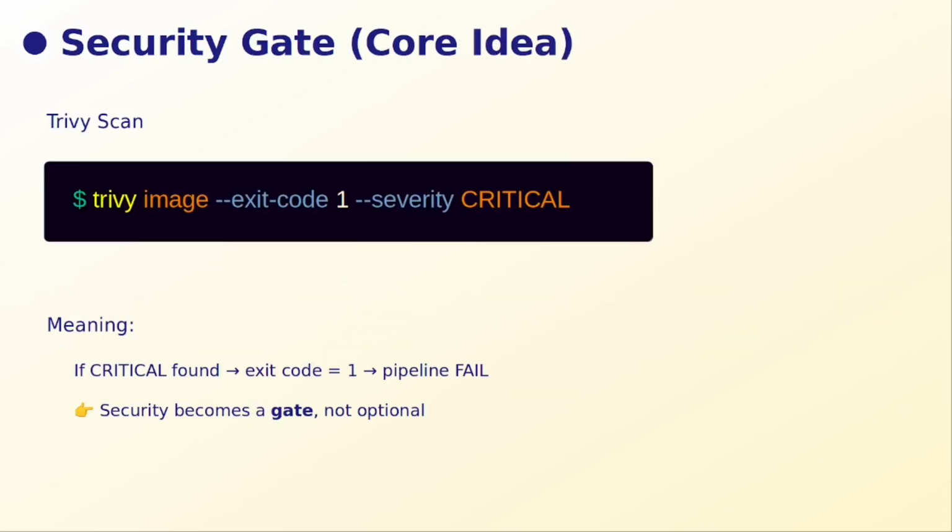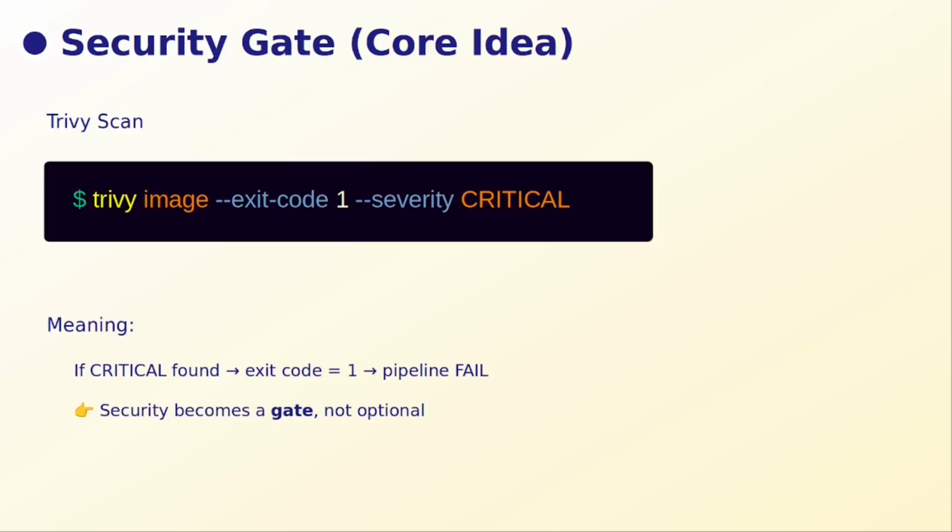Security gate, Trivy scan. Now we come to the most important concept, the security gate. We use the following command: trivy image. Let's break this down. Severity CRITICAL means we only care about the most serious vulnerabilities. Exit code 1 means if any critical issue is found, the command will return an error. And in a CI/CD pipeline, an error means the pipeline fails immediately.